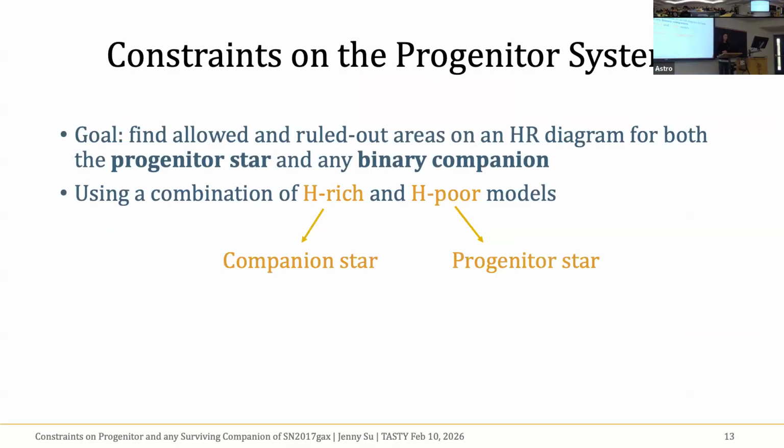All right, so the goal here is that we want to know, on an HR diagram, which regions the progenitor star and possible companion star are allowed in, and which ones they are not allowed to be in. To do that, I use a combination of stellar models. I use hydrogen-rich and hydrogen-poor models. Hydrogen-rich models, because we assume that any possible companion star must be a main sequence star. And we use hydrogen-poor models because the progenitor stars of those supernovae are hydrogen-poor.